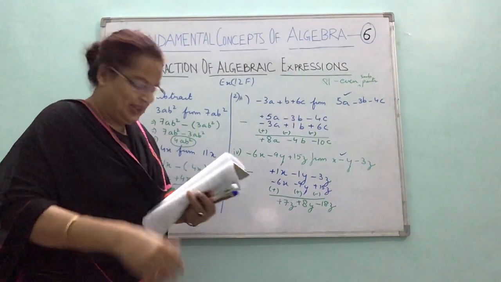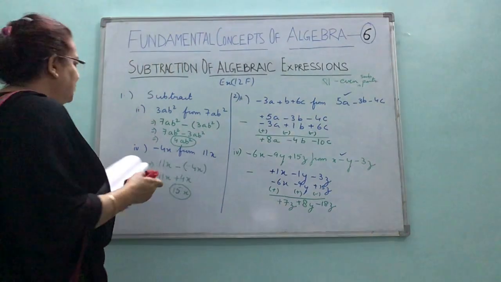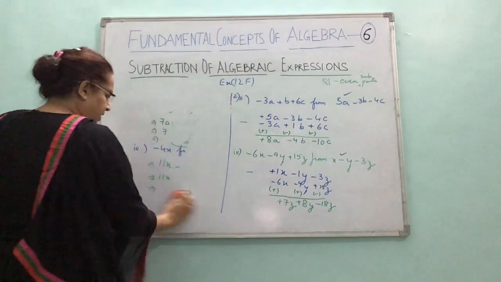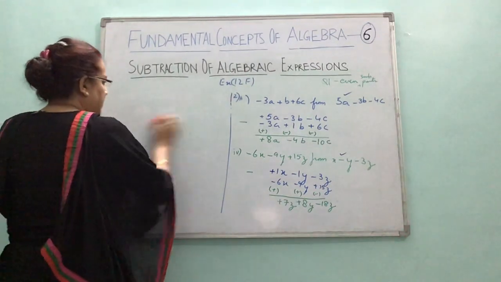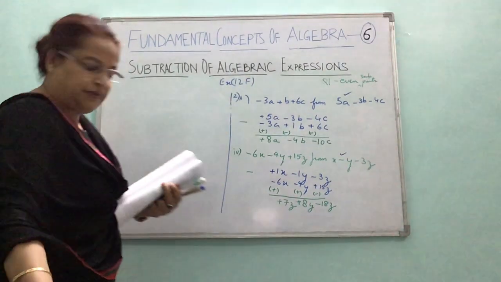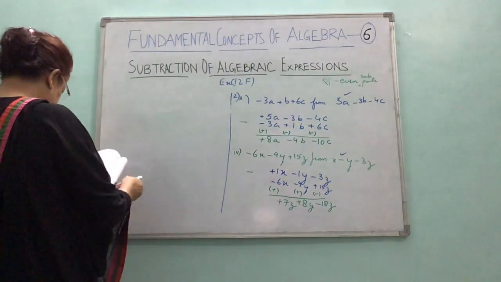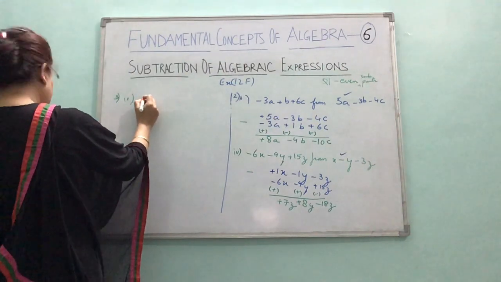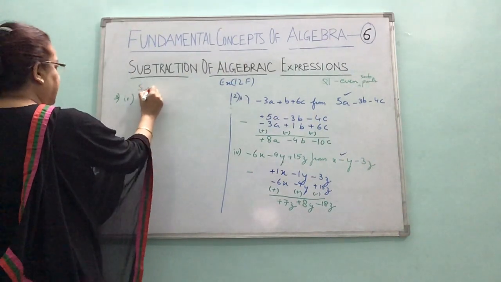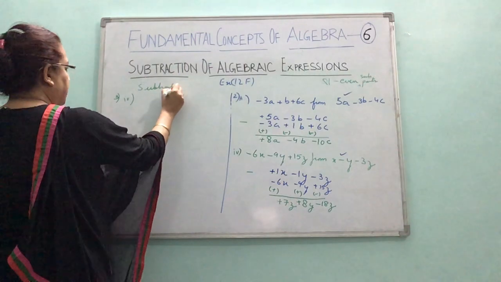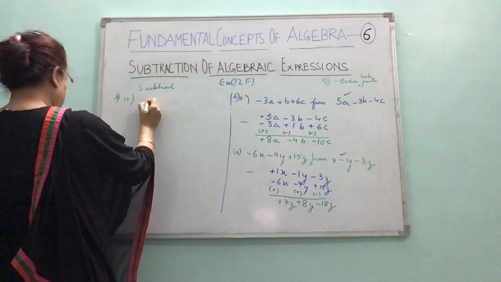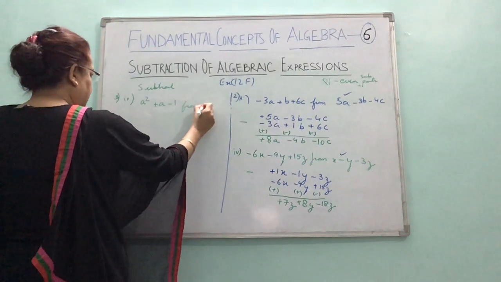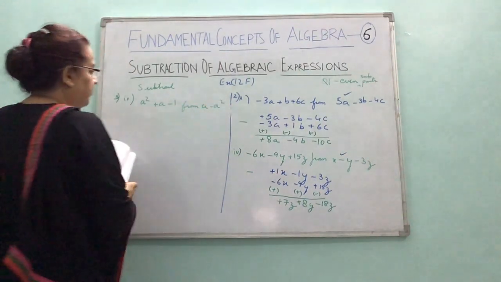So is it clear? So let's do question number 3. All the questions will be done in the same way. I'll take the fourth part of question number 3. Again I have to subtract. The main heading is the same: subtract. And what I have to subtract? a square plus a minus 1 from a minus a square.